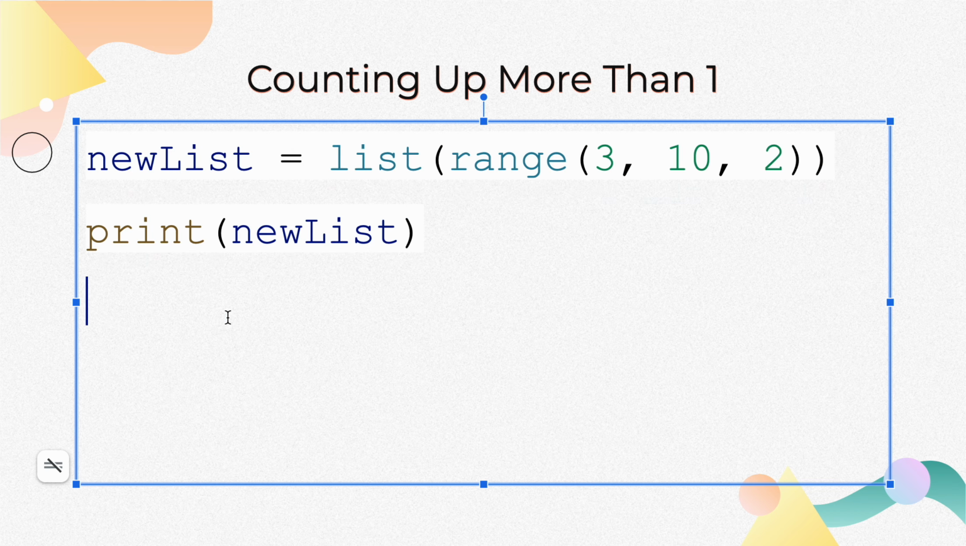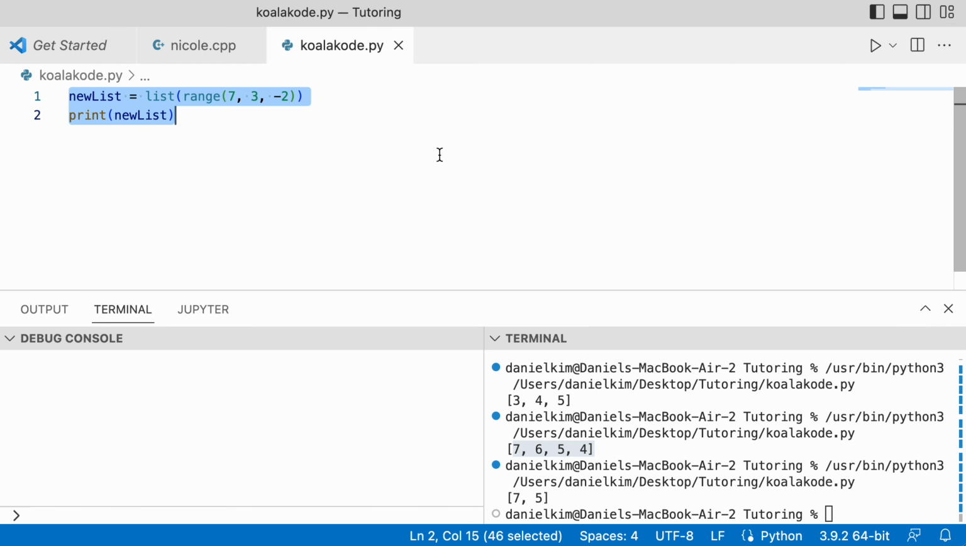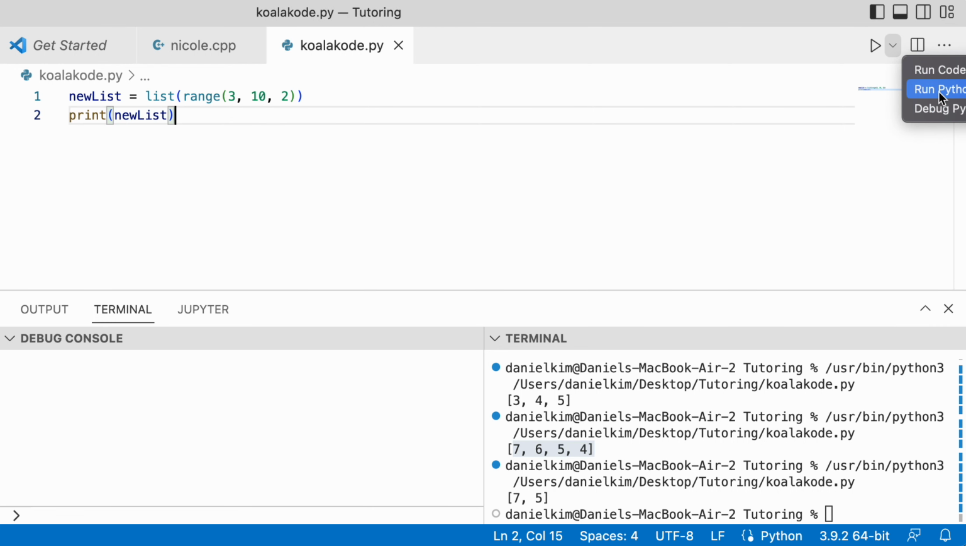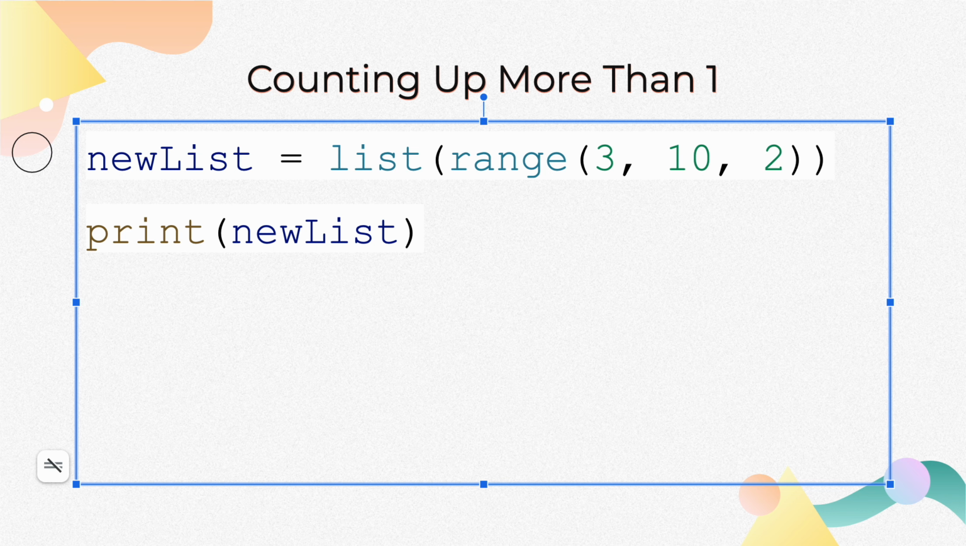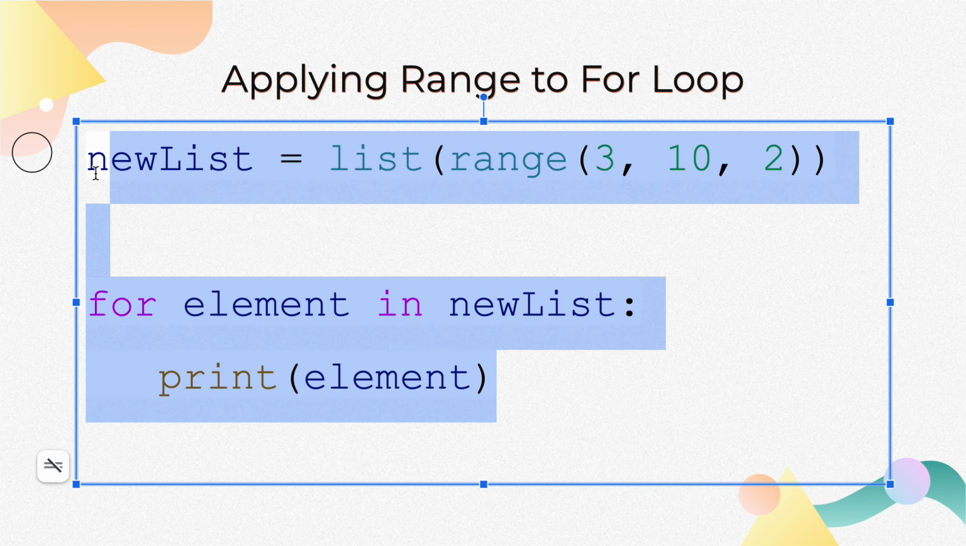We can also increment the range function by more than 1. So if we have something like this, it's going to count up by 2 because of the last 2 at the end. So we start at 3, so we get 3, 5, 7, and 9. Notice here we're going up by 2 rather than 1. Let's try using this in a for loop.